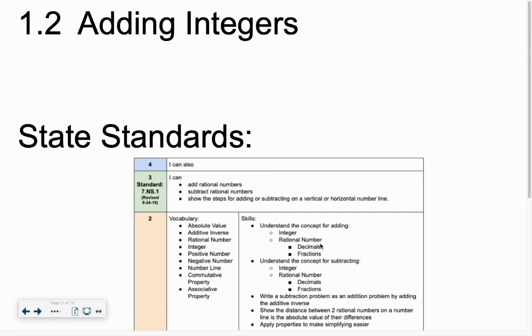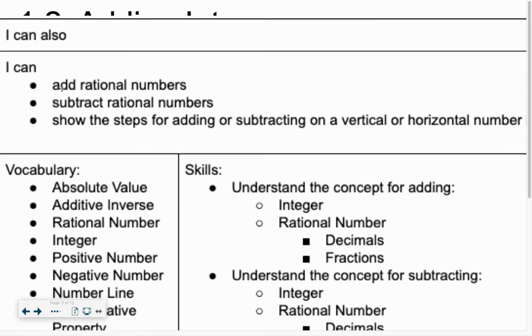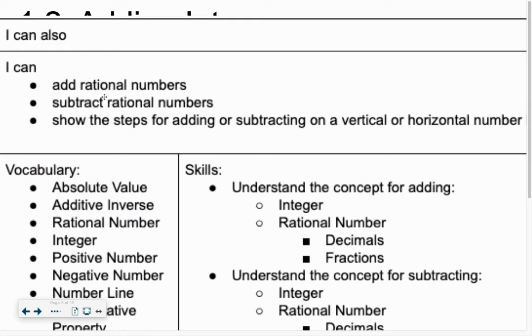Chapter 1, Lesson 2, Adding Integers. Again, you can see our state standard here, 7.NS.1, where we are adding rational numbers. Right now, we're just going to focus on adding integers, positive and negative numbers.